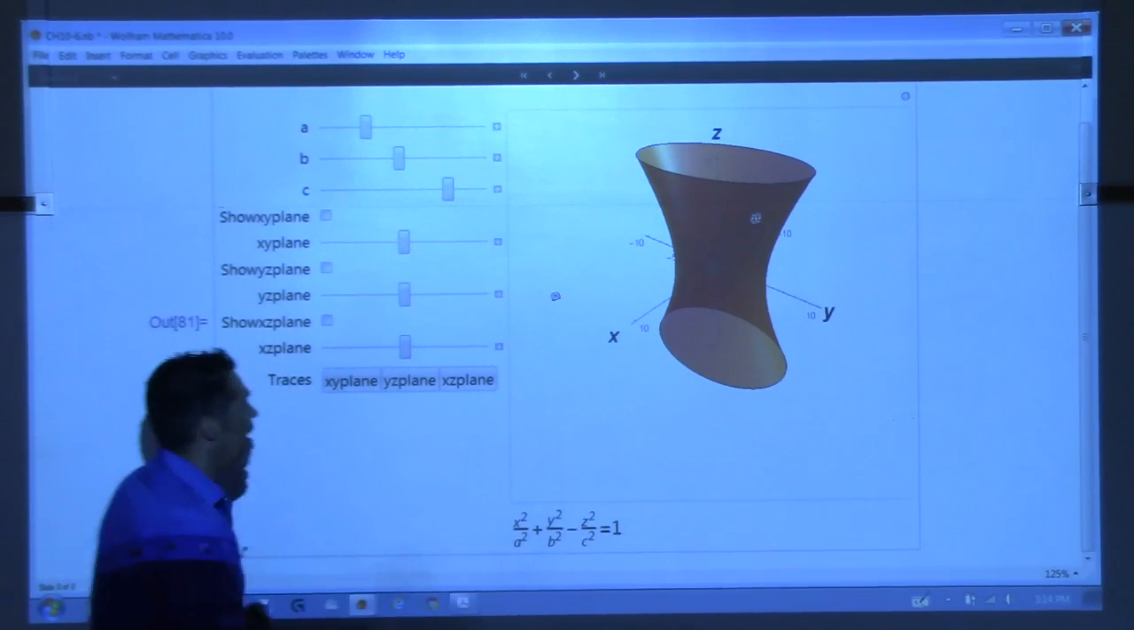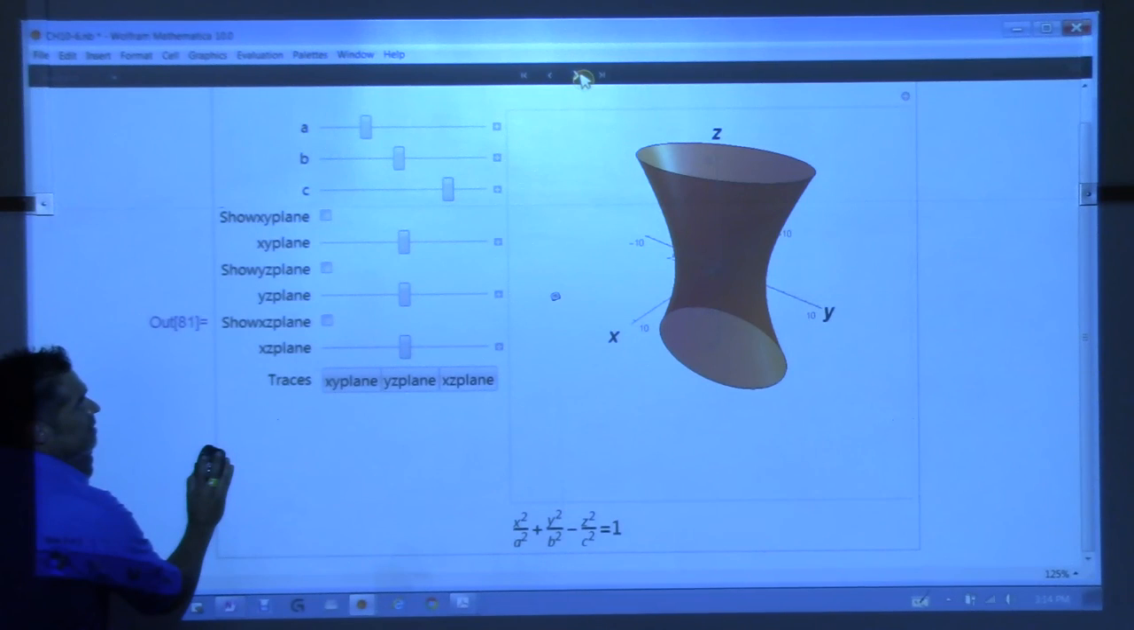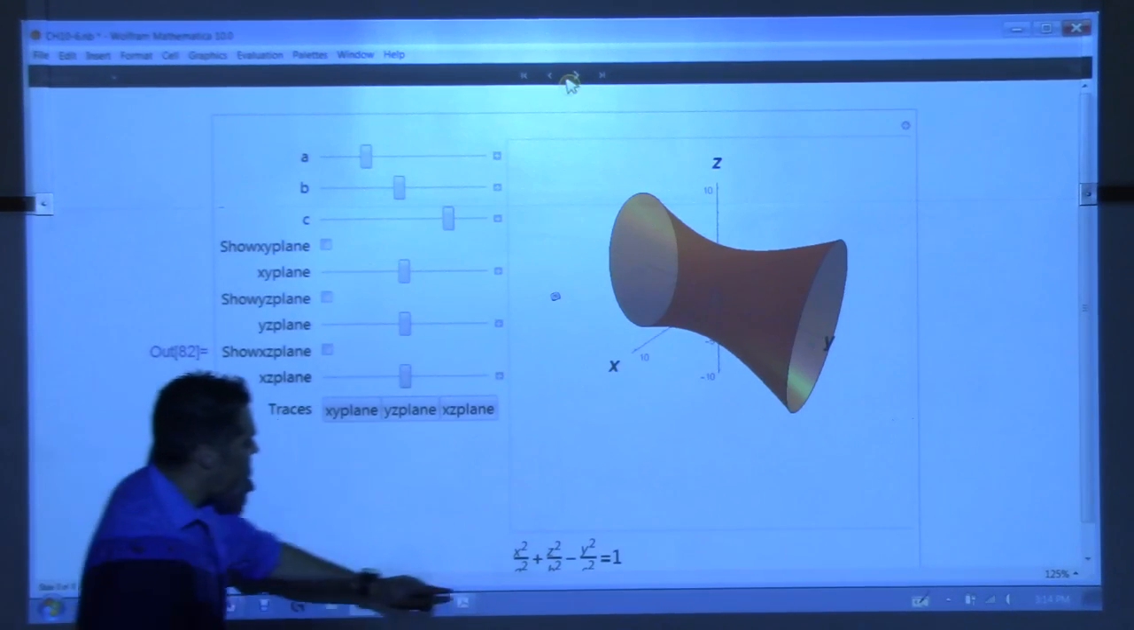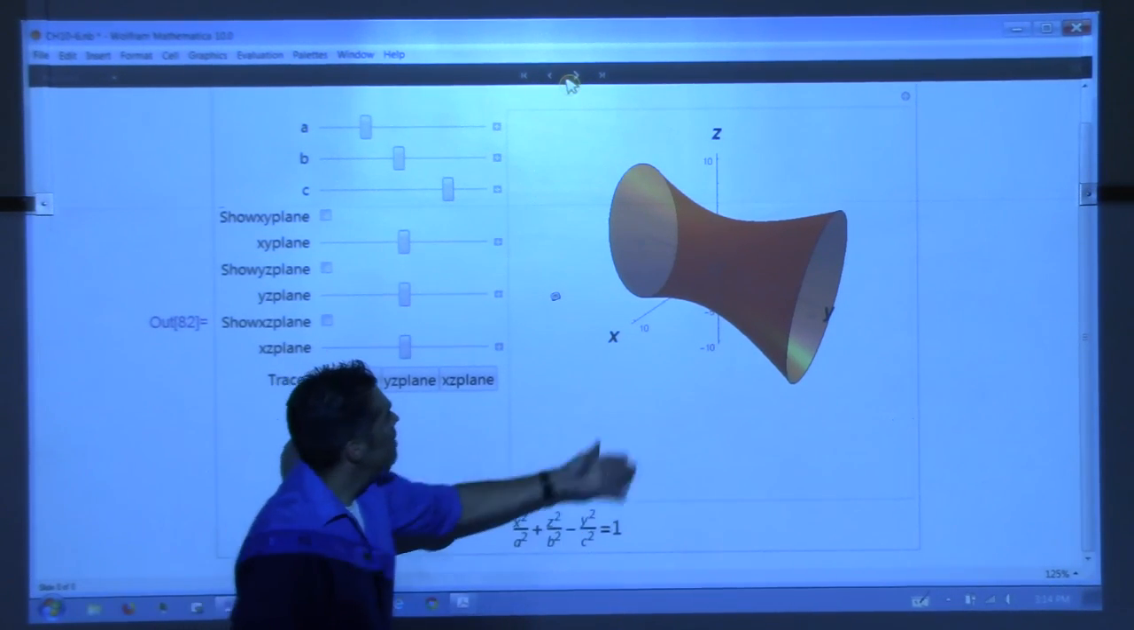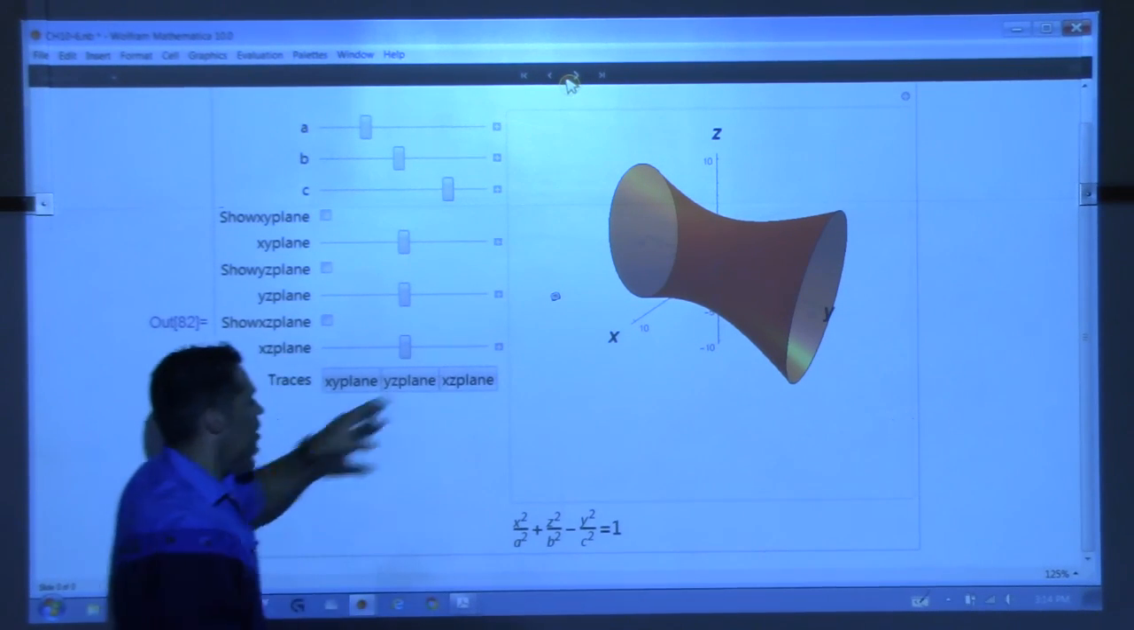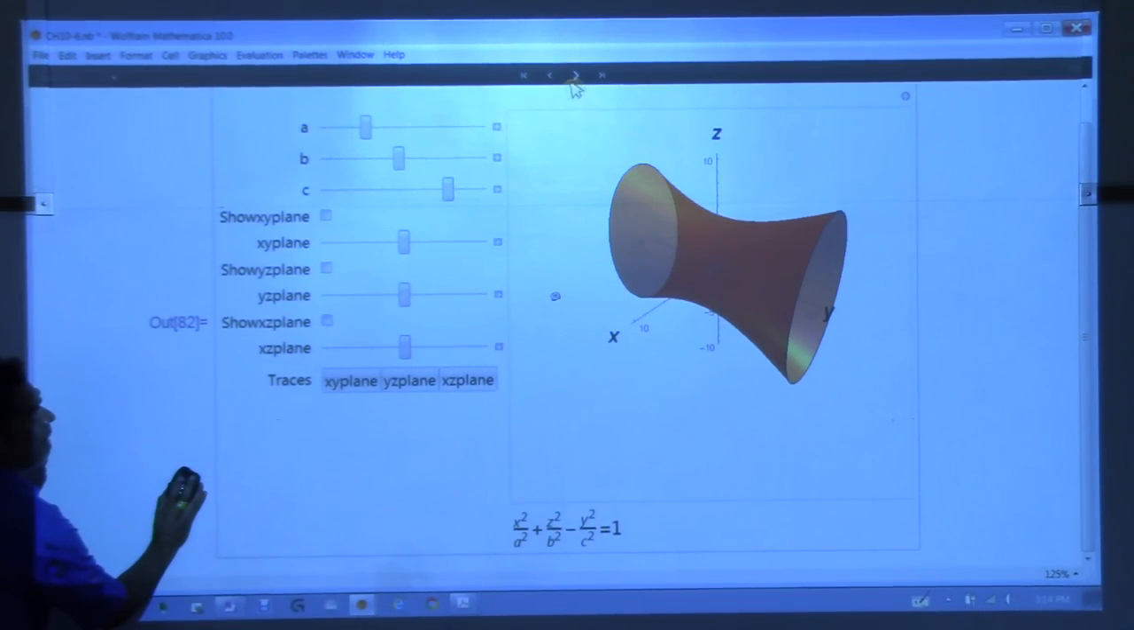So if I switch these around, then I can make this thing come out the different axes. If I put the negative on the y squared term, then it'll go out like this. And if I do it on the x squared term, it'll come out towards us.